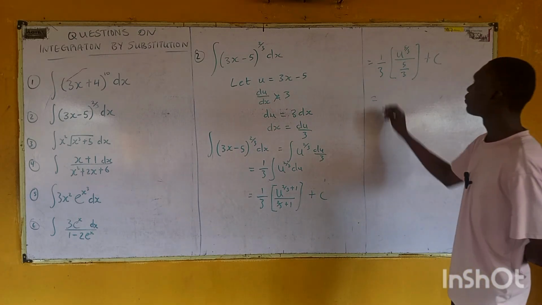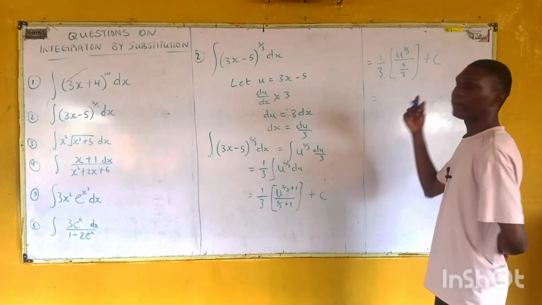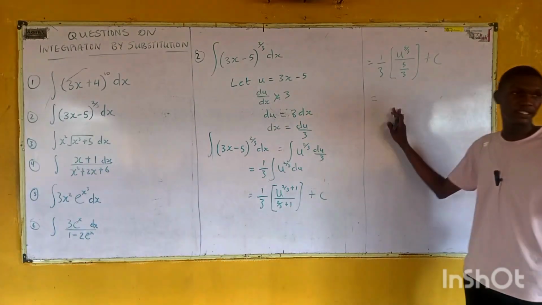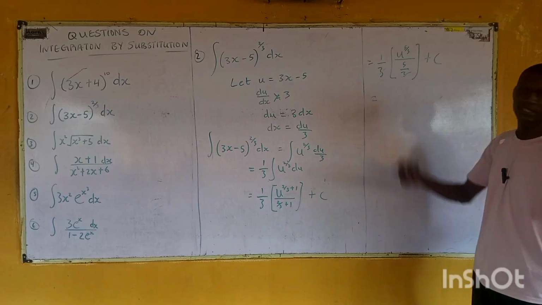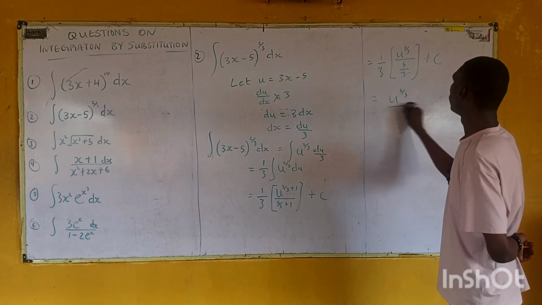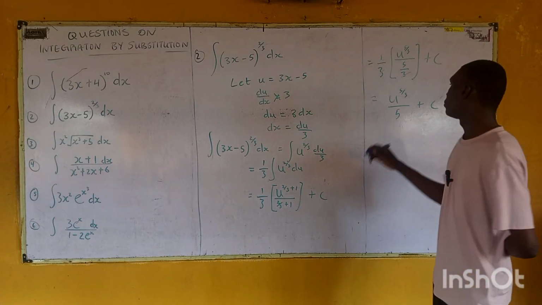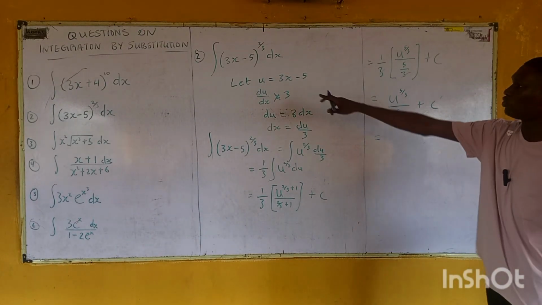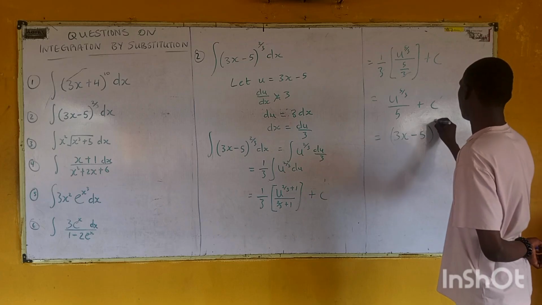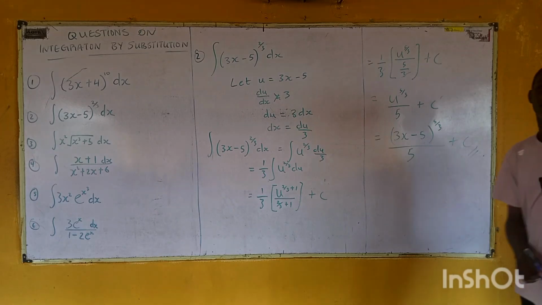Then we have plus c. So now what we want to do here is multiply the numerator by the numerator and the denominator by the denominator. In this case, if we multiply 3 by 5/3, the 3 will cancel the 3 that is here. So we have u raised to power 5/3 over 5 plus c. Now our u is 3x - 5. That will be (3x - 5) raised to power 5/3 over 5 plus c to be our final answer.